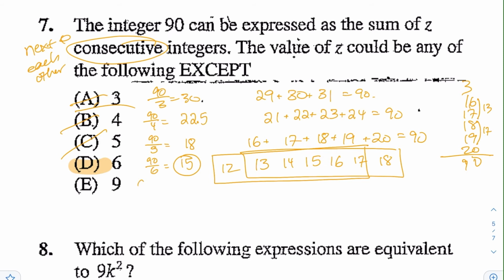So it'll always be kind of off. And for 9, 90 divided by 9 is equal to 10. And you can pick 10 as the middle.